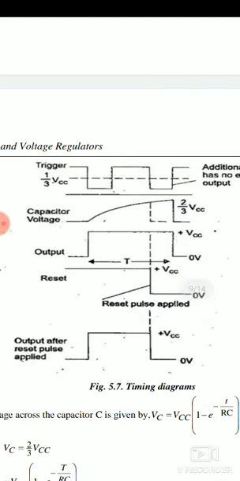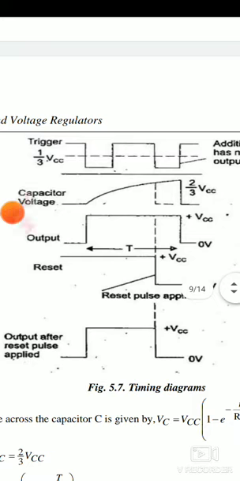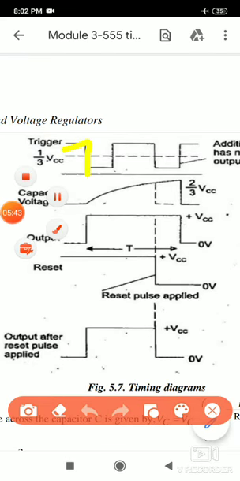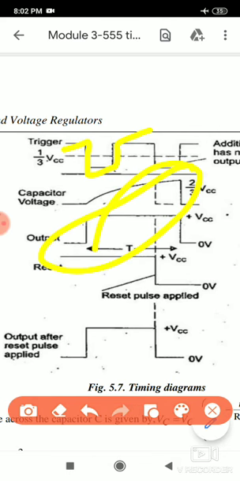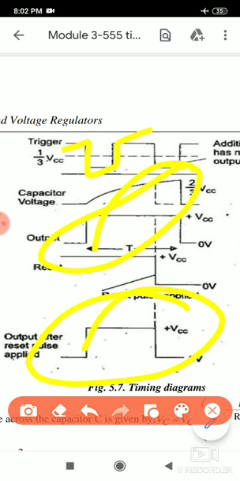See the graph. Here we can clearly understand the operation of the monostable multivibrator. During the negative trigger pulses the capacitor will be charging. This is the capacitor charging voltage, and it will be producing a single pulse.